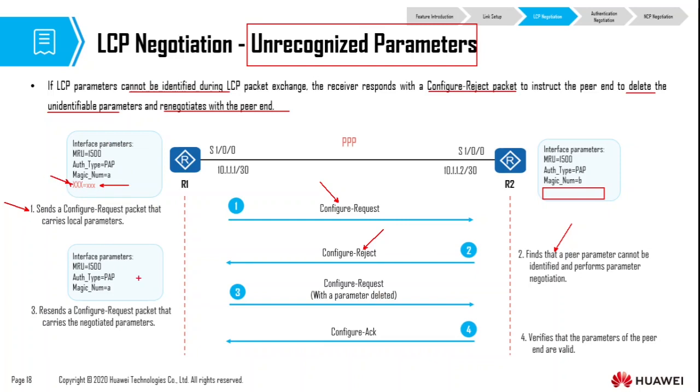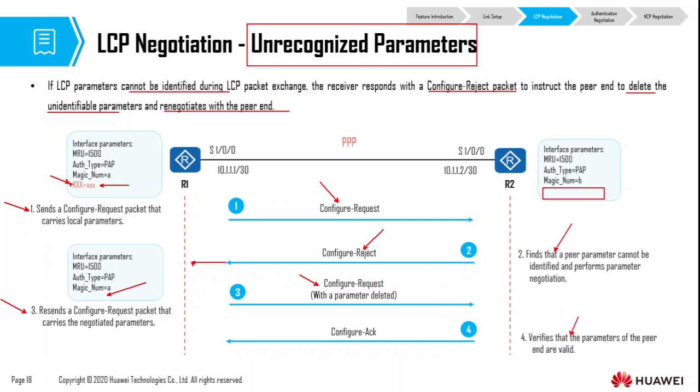Please remove this. So when R1 receives this particular configure reject, it's going to remove that parameter that is not identified by R1, XXX. So it's going to remove it, and on step number 3 here, it's going to resend a configure request packet that carries the negotiated parameters. So that is what we're having here. Configure request with a parameter deleted.